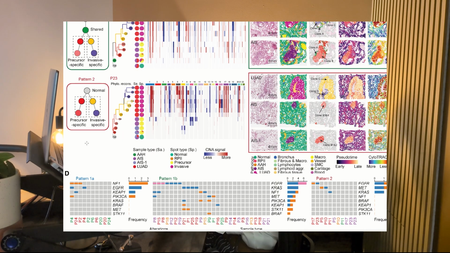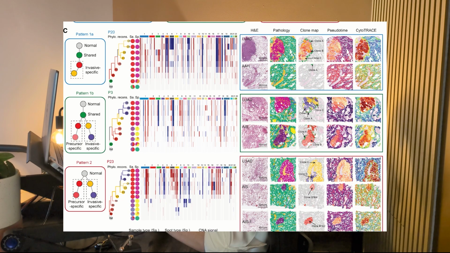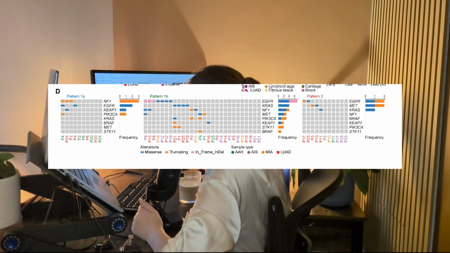Moving on to pattern 2, in this example, the precursor lesions harbour completely distinct clones that never appear in the paired LUAD. The invasive tumour is dominated by entirely separate subclones. What's fascinating is that in both patterns, the earliest identifiable clones often map to the reactive pneumocyte population, these KRT8-high alveolar intermediates. They appear to act as the earliest spatial foothold of clonal expansion.